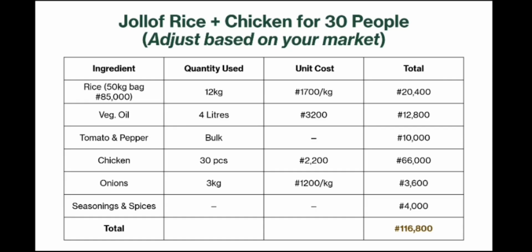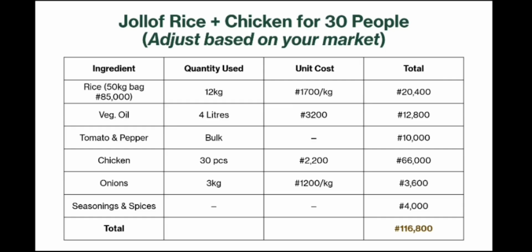So let us look at the ingredients column. For rice, we have a 50 kg bag, which is purchased at 85,000 naira. For the quantity used, I wrote 12 kg. This means that out of that 50 kg, I only used 12 kg of rice to make the jollof rice. Then going to unit cost, the rice was measured per kg. How much was I able to get the rice per kilogram? I got it at 1,700 naira.